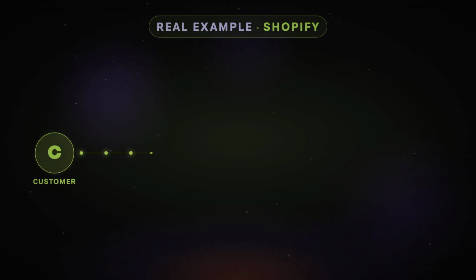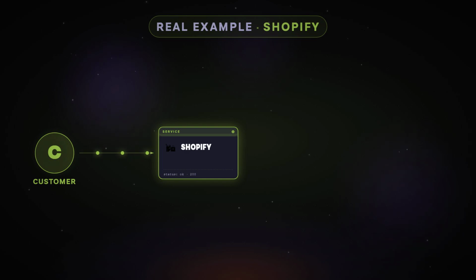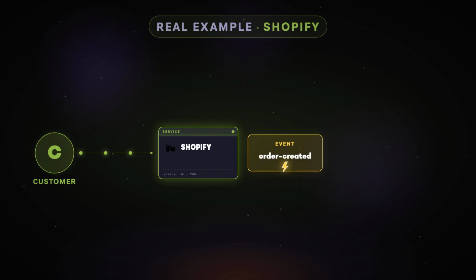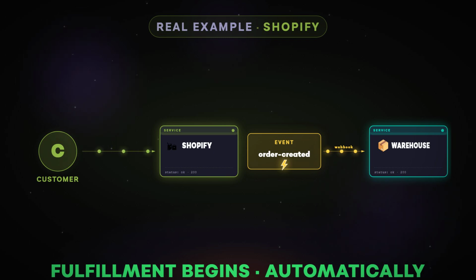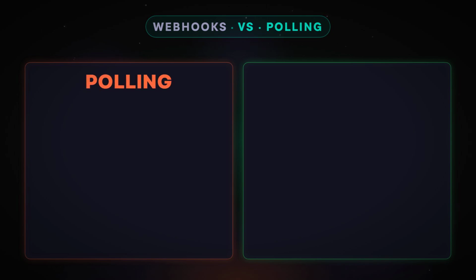Suppose a customer places an order. When a customer creates an order, Shopify generates an order created event. Shopify sends a webhook notification to the warehouse system. The warehouse system immediately begins fulfillment. No polling, no manual synchronization. Everything happens automatically.